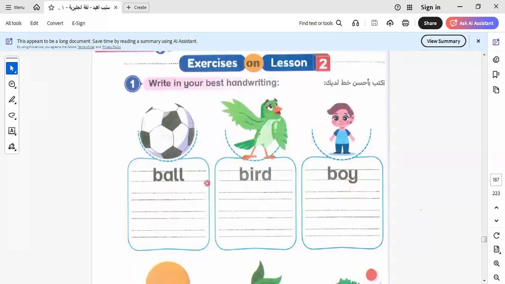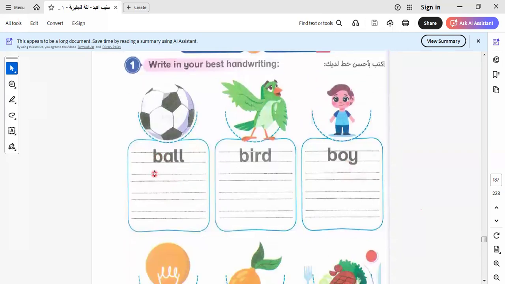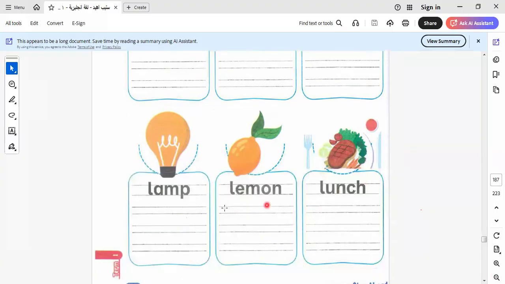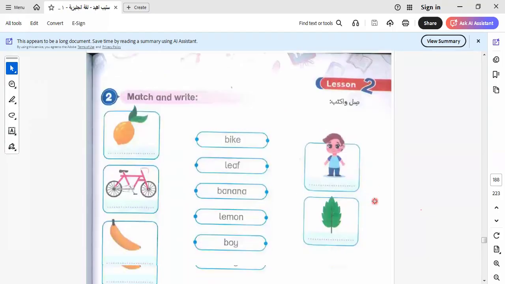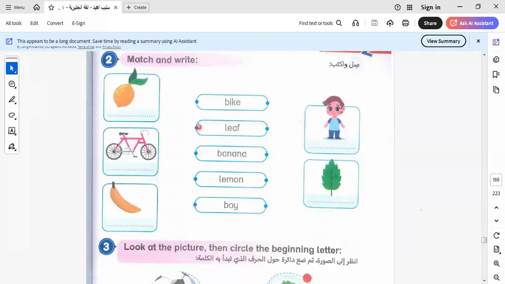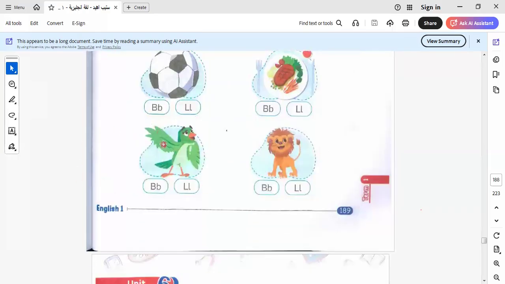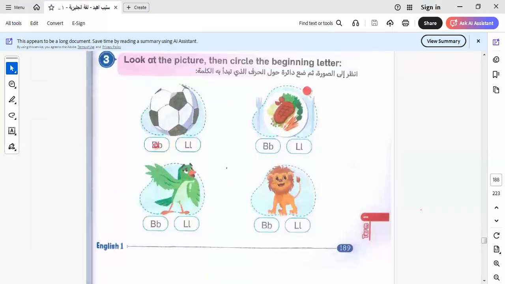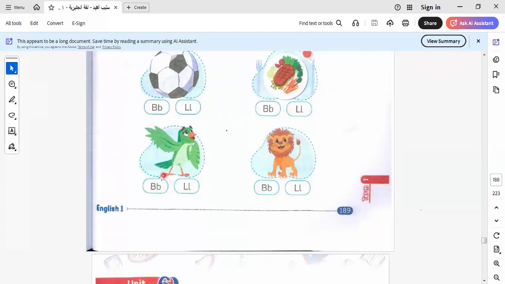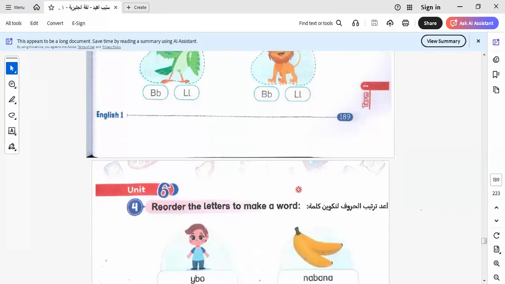Okay, let's learn the vocab that we learned in this lesson. Ball, bird, boy, lamb, lemon, lunch. Let's answer this question together. Here is bike. Which one is bike? This one. Leaf, this one. Banana, this one. Lemon, this one. Boy, this one. Let's go to another one. What is this? Ball. So I select letter B. What is this? It's lunch. So I select letter L. Here is bird. I select letter B. Here is lion. I select letter L.